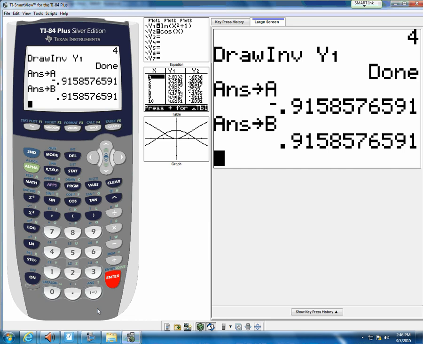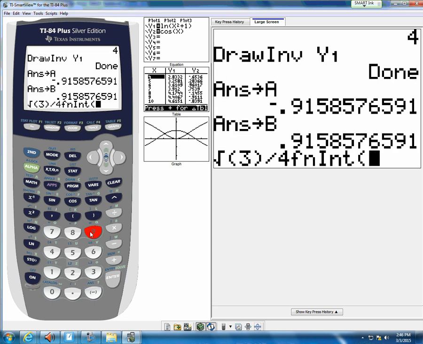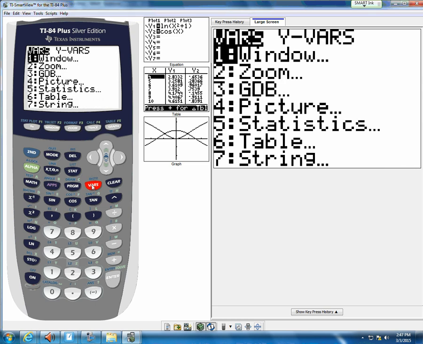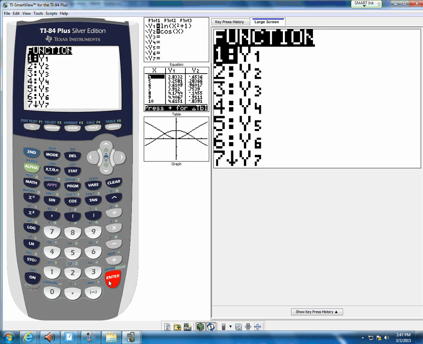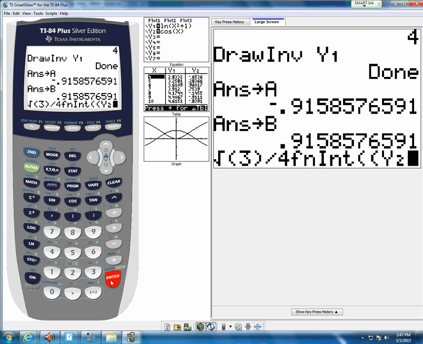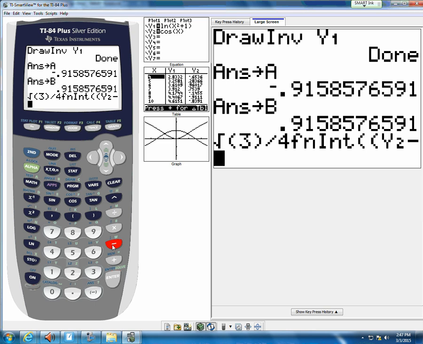Now remember what was outside. We had the radical 3 over 4. So I'm going to type that first. Square root of 3 over 4 times the integral of, so math 9. Now remember what we were integrating? Cosine x minus the ln of x squared plus 1, all squared. So I had my cosine x in y2. So y2, one of our functions, y2 minus the ln of x squared plus 1, which I had stored in my y1.